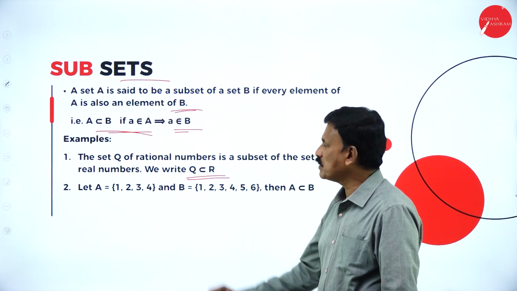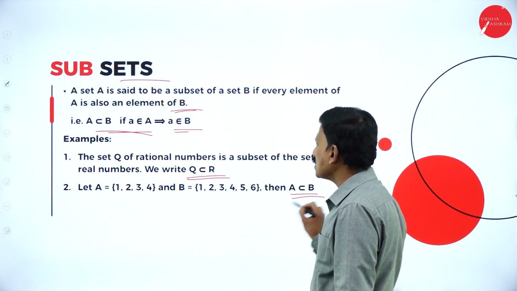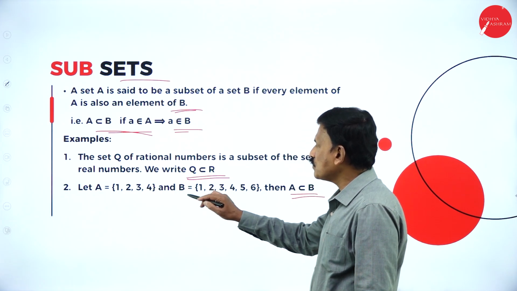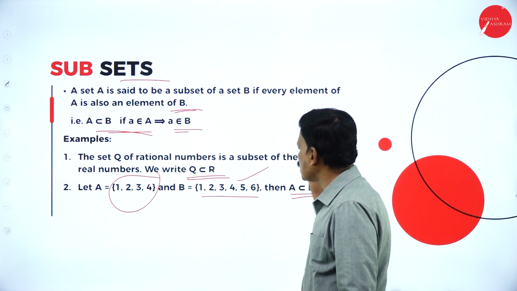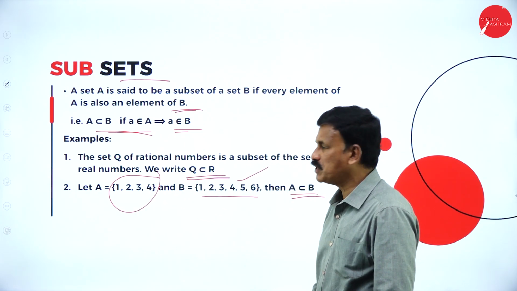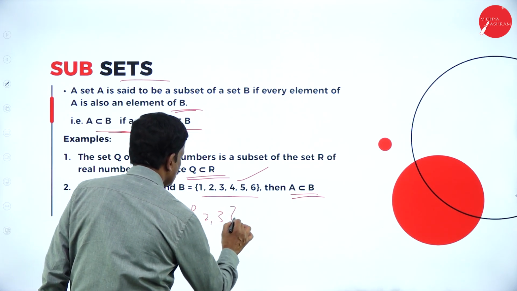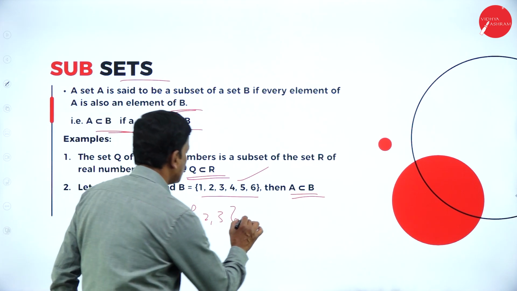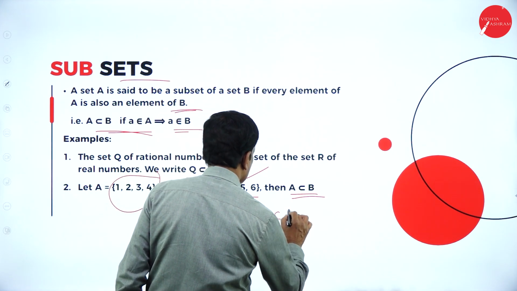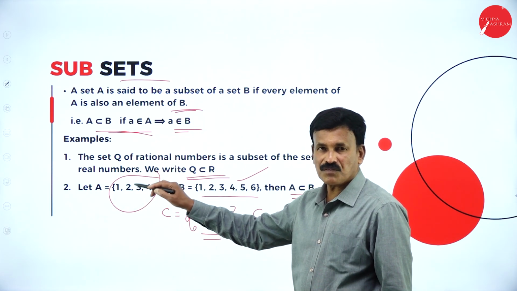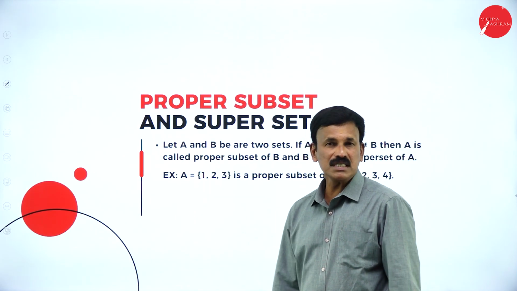Now let us take another example. If A is equal to {1, 2, 3, 4} and B is equal to {1, 2, 3, 4, 5, 6}, then A is called the subset of B because A contains 1, 2, 3, 4, and they are also the elements of the set B. That means all the elements of A must be the elements of set B. Therefore, A is the subset of B. Let us take one more set, C is equal to {2, 3}. Then C is also a subset of B because C contains 2 and 3 which are also in the set B. Therefore, C is a subset of B. If all the elements of A are the elements of set B, then A is called the subset of B.